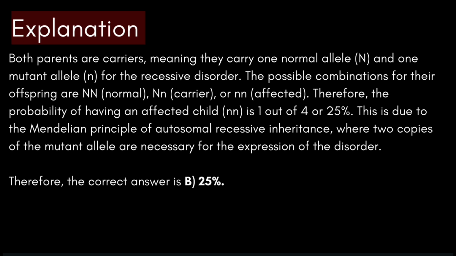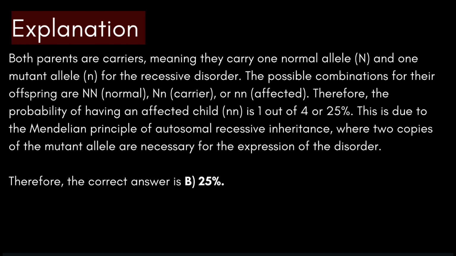So since both parents are carriers, that means they both carry 1 normal allele and 1 mutant allele for the recessive disorder. The possible combinations for their offspring are big N, which means they're completely normal, big N, little n, which means they're a carrier, or little n, which means they're affected. Therefore, the probability of having an affected child, little n, is 1 out of 4, or 25%. This is due to the Mendelian principle of autosomal recessive inheritance, where 2 copies of the mutant allele are necessary for the expression of the disorder.